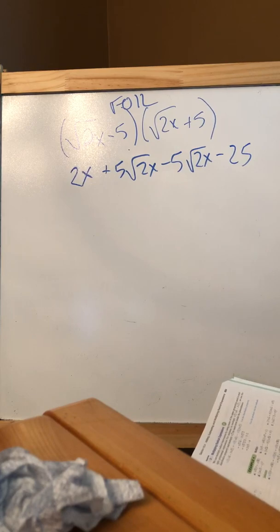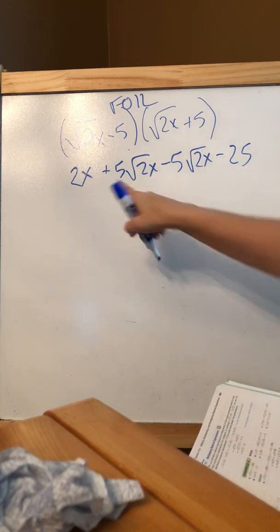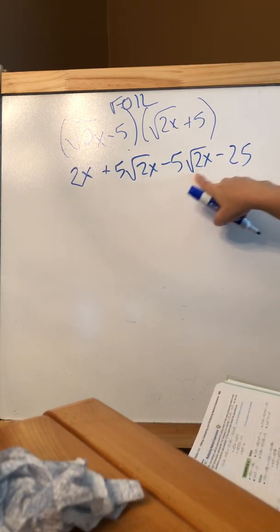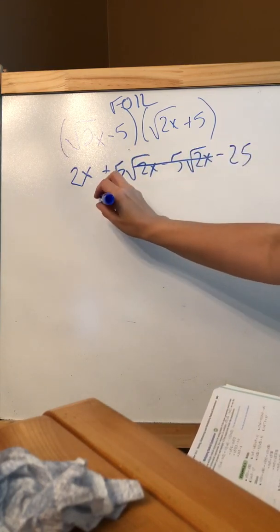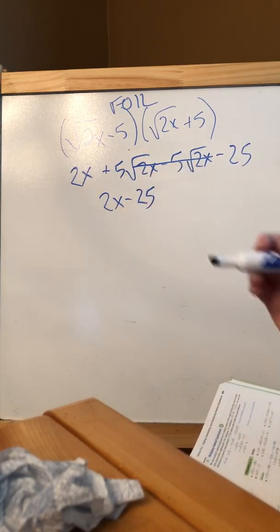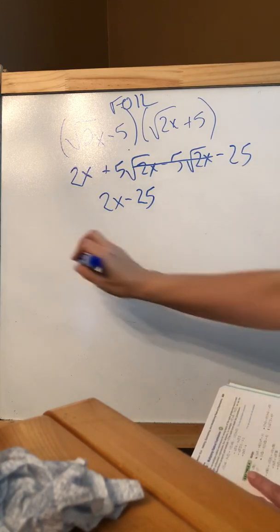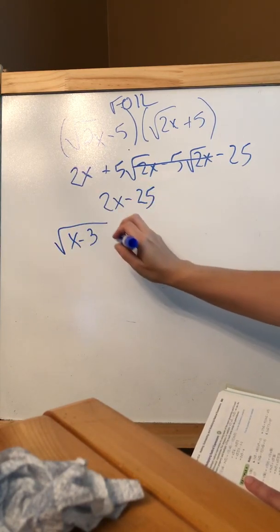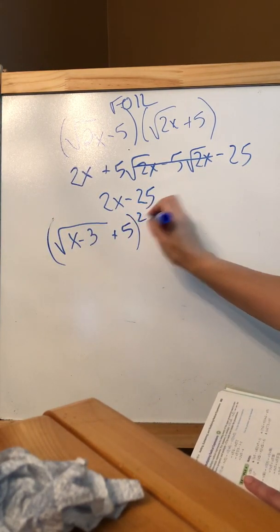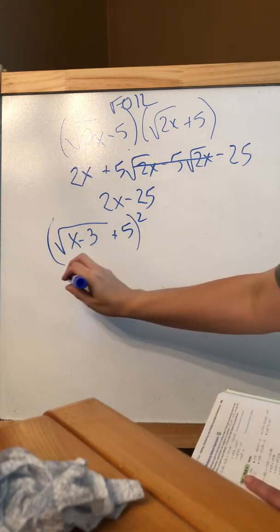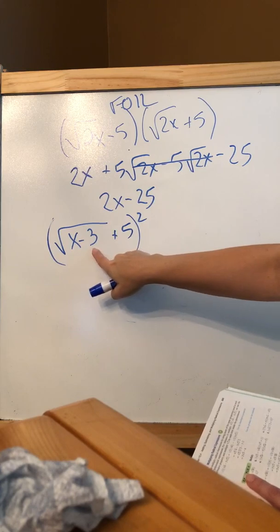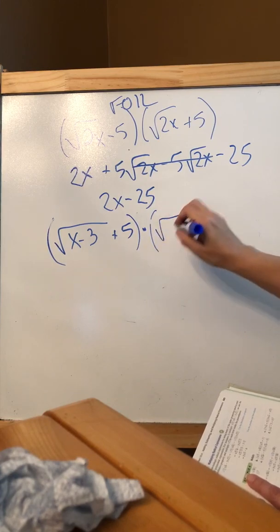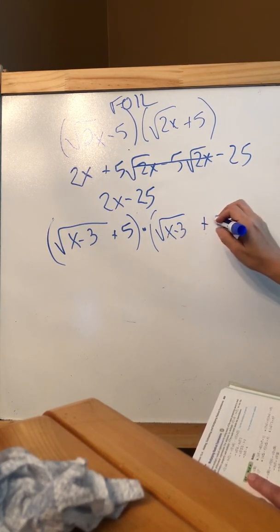All right? So, put it together. These two cancel out. Positive 5 times the square root of 2x and negative 5 times the square root of 2x. Those cancel out, so we have 2x minus 25. And for F, we have the square root of x minus 3 plus 5 squared. So we're going to rewrite this as the square root of x minus 3 plus 5 times, right, itself, the square root of x minus 3 plus 5.